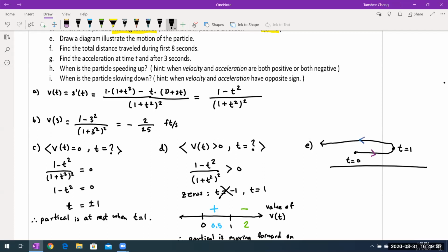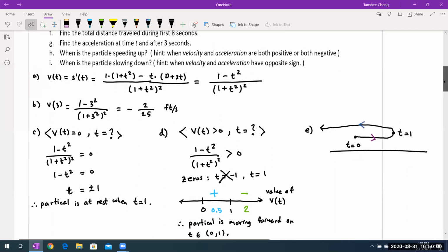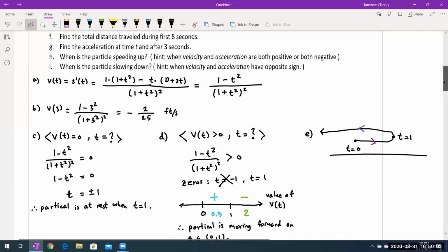All clear, right? So make sure you understand what moving forward means in terms of derivatives and from a mathematical point of view, and then continue from there. Now the next one is asking you to find the total distance traveled during the first 8 seconds. So for this problem, total distance on the first 8 seconds.